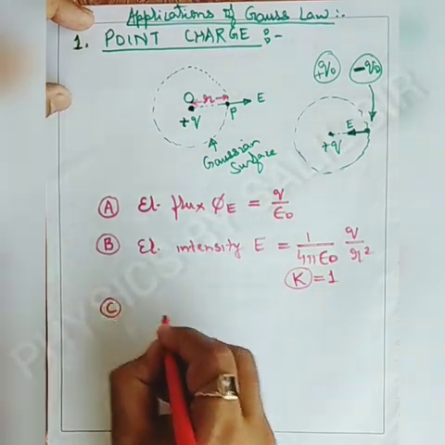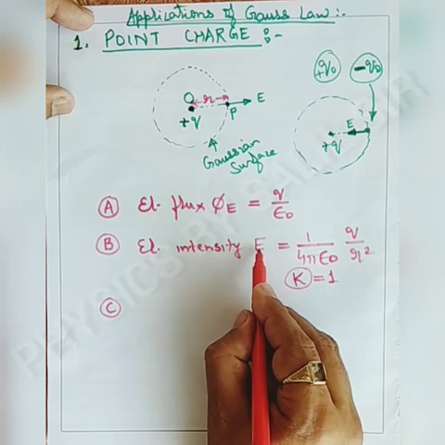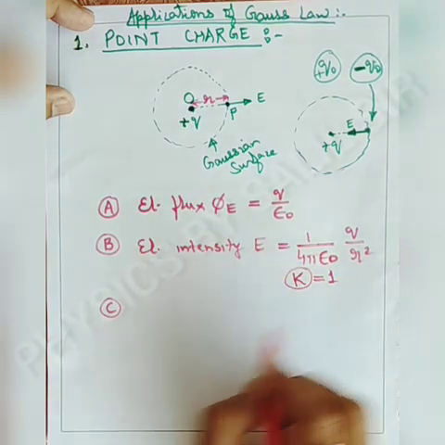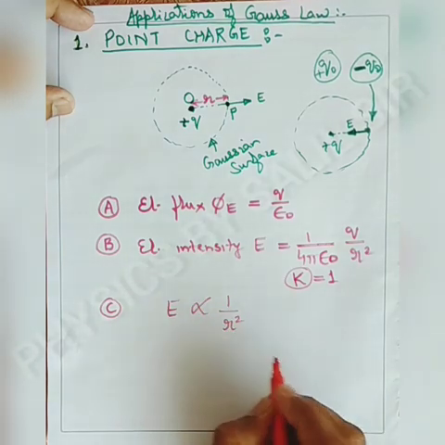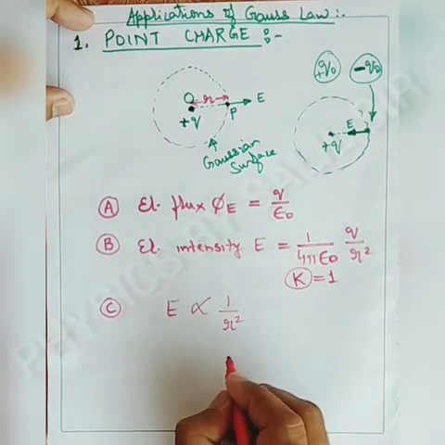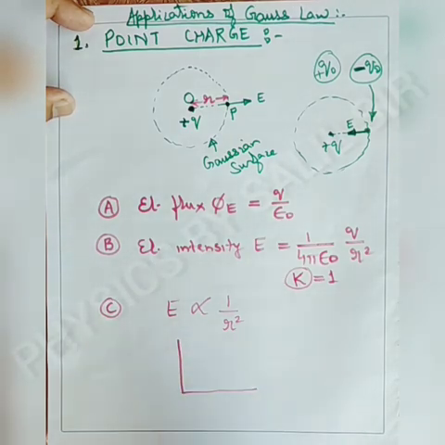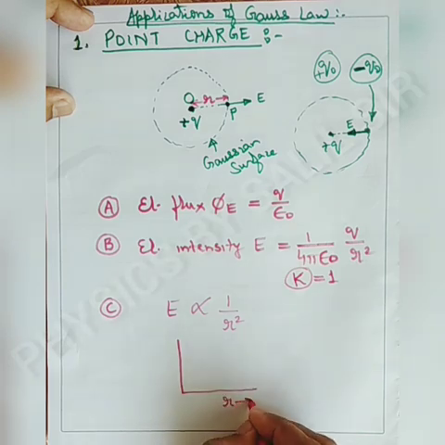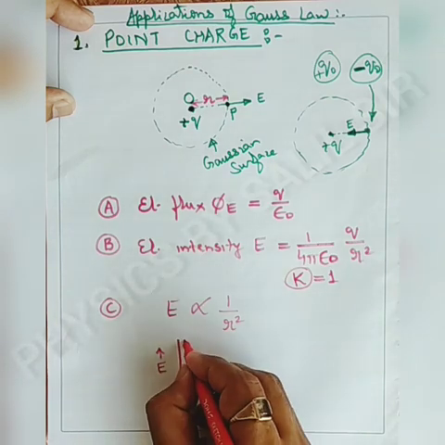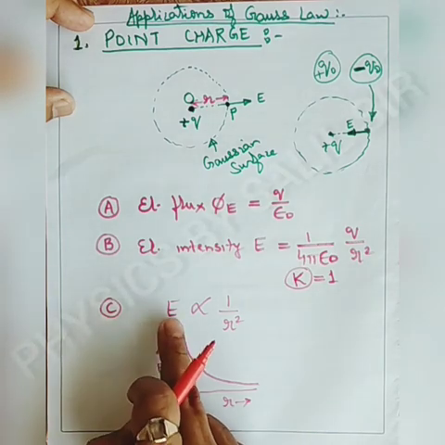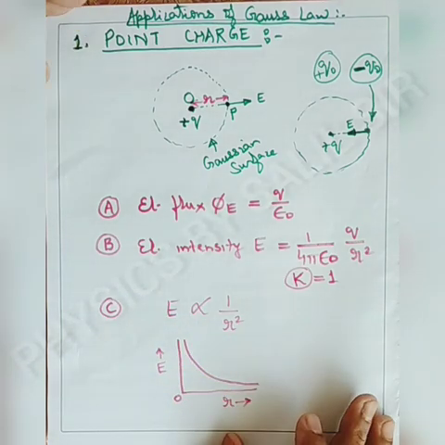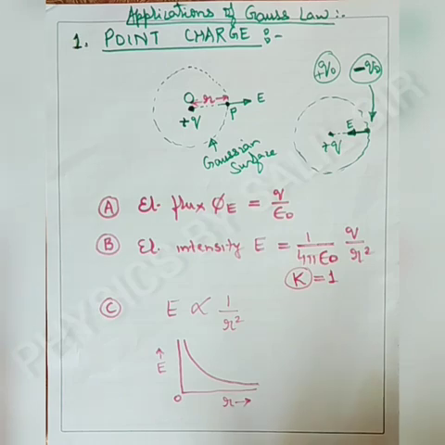And third one, you have to remember, what is the relation between the electric field intensity and small r? It is very clear from the formula that it is inversely proportional to the square of small r. Means if anybody asks you to draw the diagram by taking small r on the x-axis and electric intensity on the y-axis, we can draw the diagram like this. Because this type of diagram between E and R shows that E and R are inversely proportional to each other. So this is all about the application of Gauss law based on the point charge.